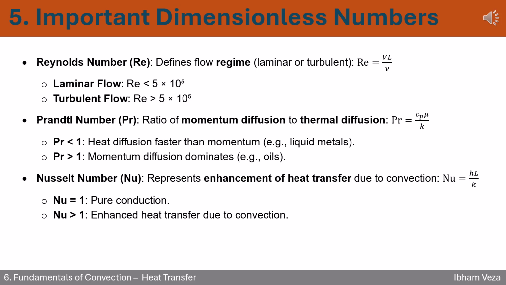Nusselt number, Nu, shows how much convection boosts heat transfer. Formula, Nu equals hL divided by k. Nu equals 1 is pure conduction, but Nu greater than 1 is convection enhances heat transfer. Remember, these numbers quickly describe flow behavior and heat transfer efficiency.